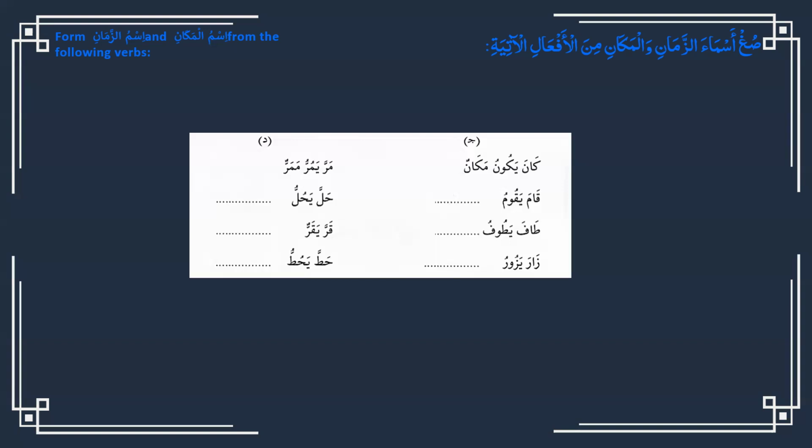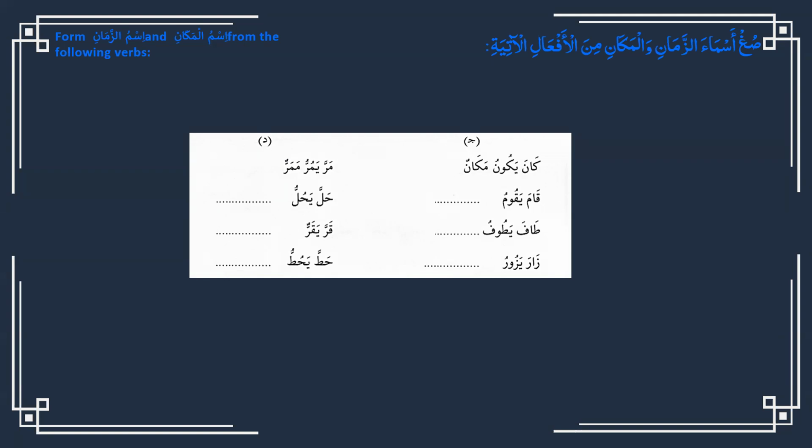Tafa yatufu. Tafa is circumambulation of the Kaaba, more or less going around. And it will be Mataf, the area of tawaf. That's the place of doing those rounds underneath. The place at the bottom is called Mataf. Okay, next.